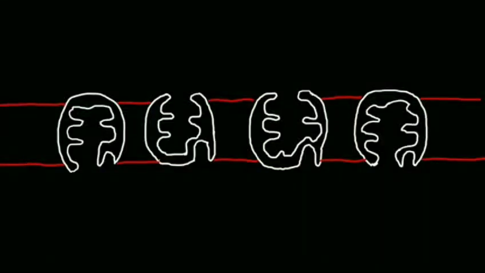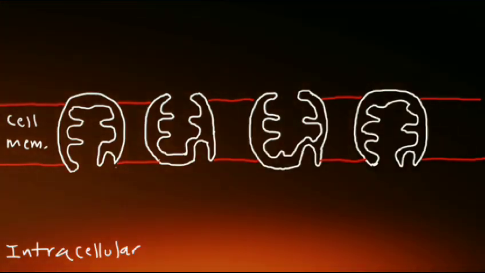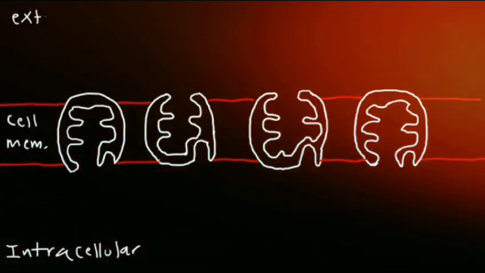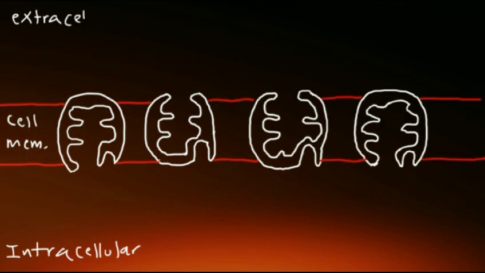In this video, we're going to talk about the sodium-potassium pump. So in red is the cell membrane. Below that is the intracellular fluid, which is basically inside of the cell. And outside of that, we have the extracellular fluid, or the outside part of the cell.